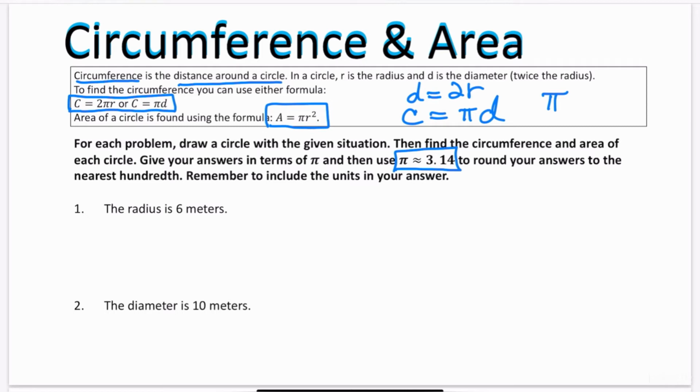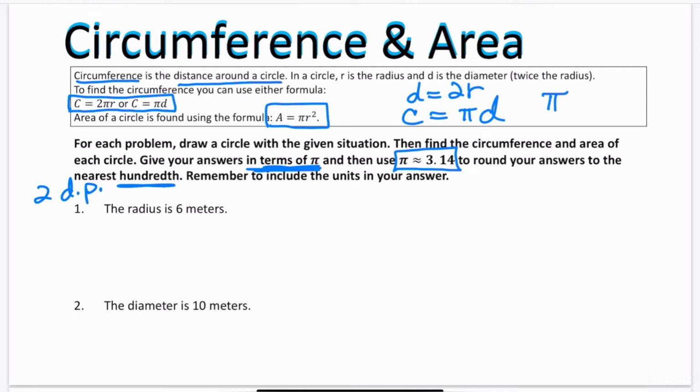Let's look at the directions. For each problem, draw a circle with a given situation, then find the circumference and area of each circle. Give your answer in terms of pi. In terms of pi means do not multiply by 3.14 or by pi, because calculators do have the entire value of pi in them. Just leave it in terms of pi. That means leave pi in your answer. And then use pi is approximately 3.14 to round your answers to the nearest hundredth. The nearest hundredth is 2 decimal places, okay? 2 decimal places. Remember to include the units in your answer.